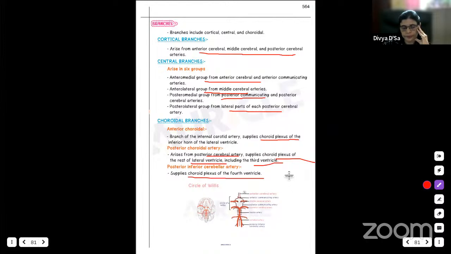Okay. So anterior choroidal was coming from internal carotid, posterior choroidal from posterior cerebral, which is a branch of basilar. Posterior inferior cerebellar artery is coming from the vertebral. Okay.